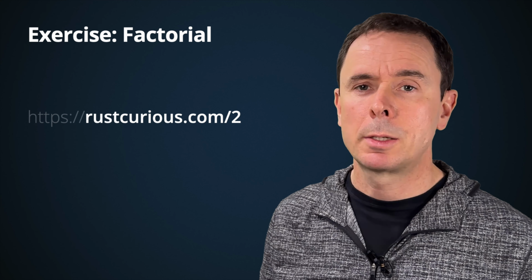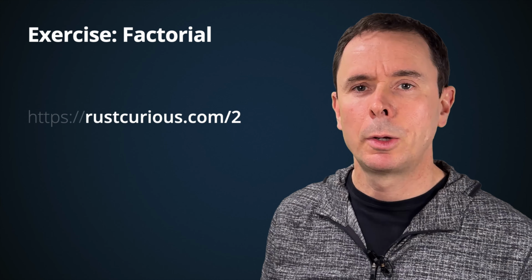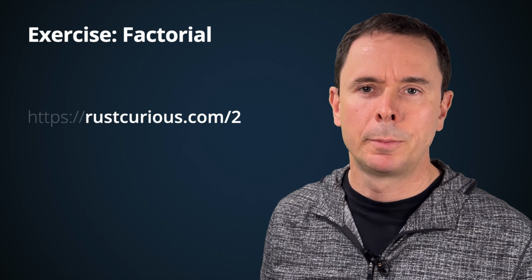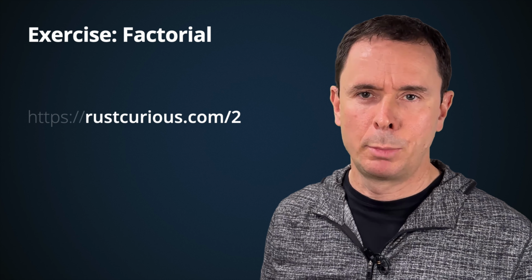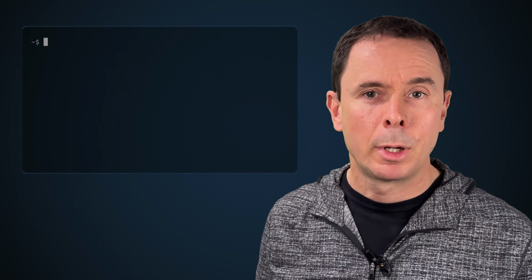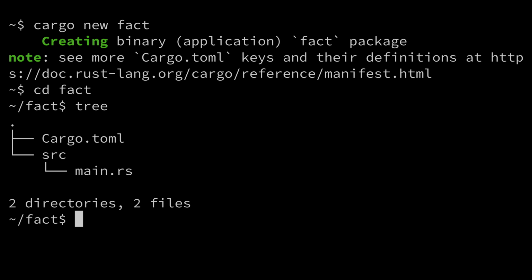Now, I could do this exercise in the playground, but I'll do it on my machine so you can see Cargo and the basic project layout. Cargo is the build tool and package manager that comes with the Rust compiler. So I'll start by creating an empty project. Let's call it fact, short for factorial. So cargo new fact. We go into the directory that it's just created, and we can see that we have a cargo.toml, and in the source directory there's a main.rs.